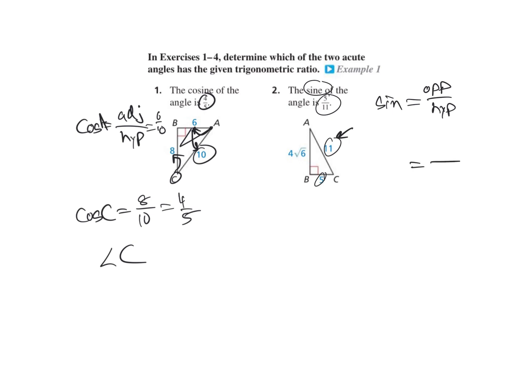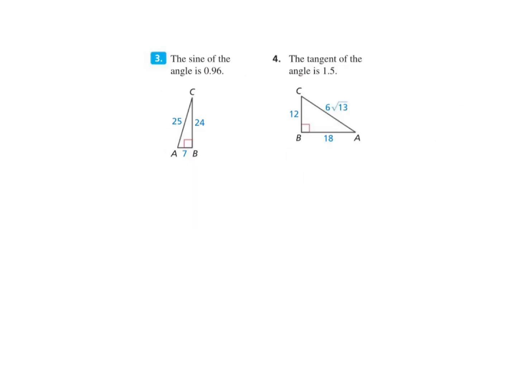All right, and how do you get the opposite leg? It's not going to be C, it'll be A. So the sine of A is equal to the opposite leg, 5, over the hypotenuse, 11. So angle A is that answer. Let's go a little bit faster. The sine, again, opposite leg over hypotenuse, is 0.96.